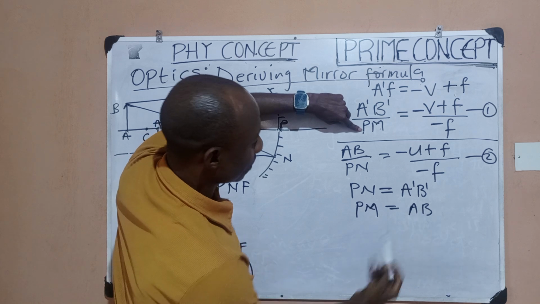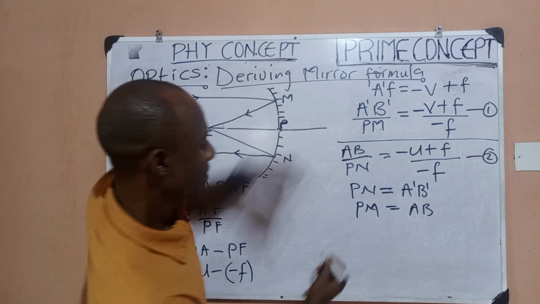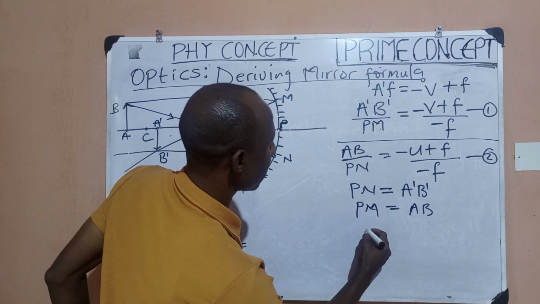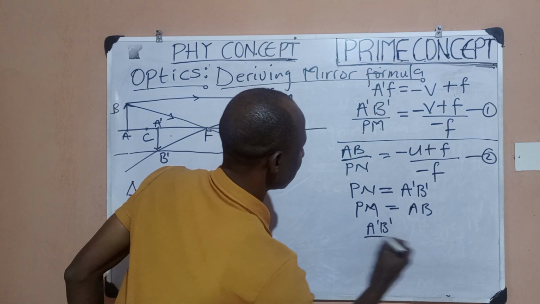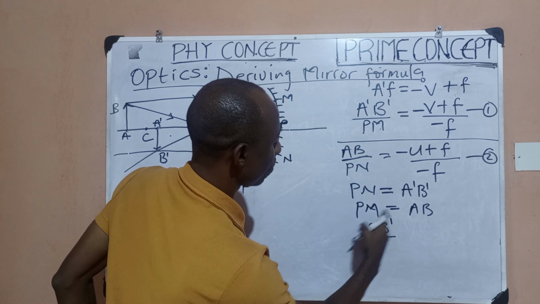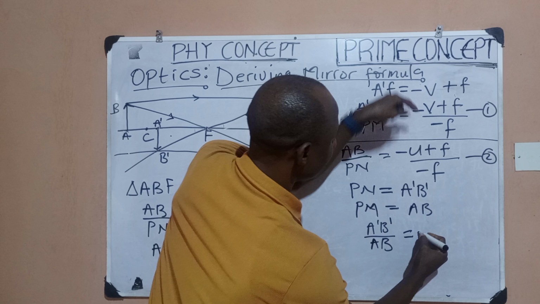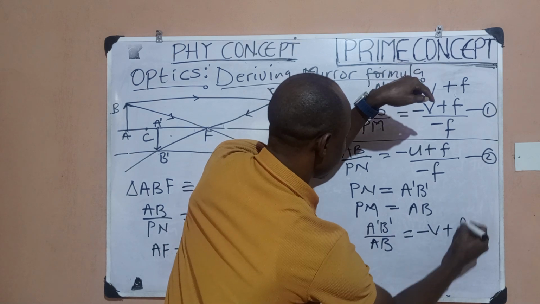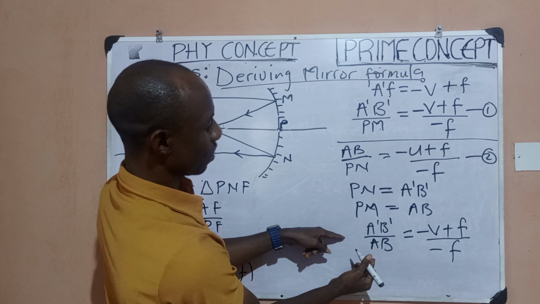AB, right? Yes, so I'll then have, from equation 1, A prime B prime divided by PM, which is what now? AB. So this should give me minus V plus F all over minus F. This is what I have.